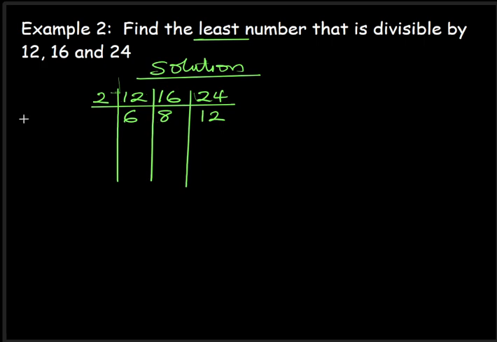What else can divide? 2 can still divide. 2 into 6, 3. 2 into 8, 4. 2 into 12, that will give us 6. Please make sure you use what can divide all of them first. Then when you reach a point where nothing can divide everything, you start taking them individually or in twos.